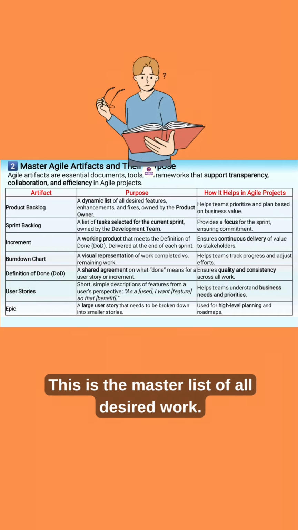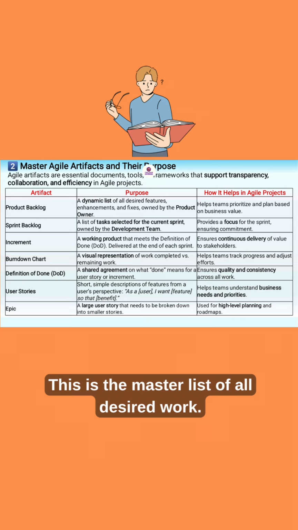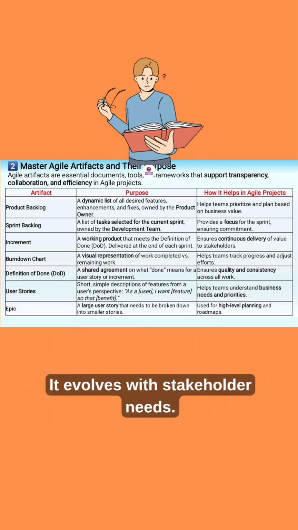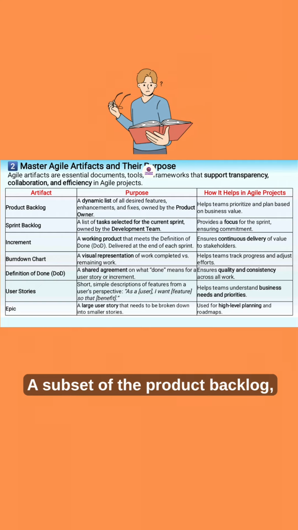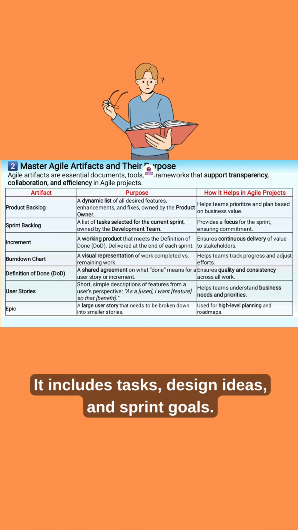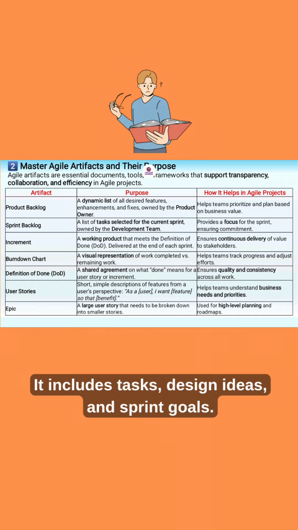Product backlog. This is the master list of all desired work. It's dynamic and managed by the product owner. It evolves with stakeholder needs. Sprint backlog. A subset of the product backlog, chosen by the team for delivery in the upcoming sprint. It includes tasks, design ideas, and sprint goals.